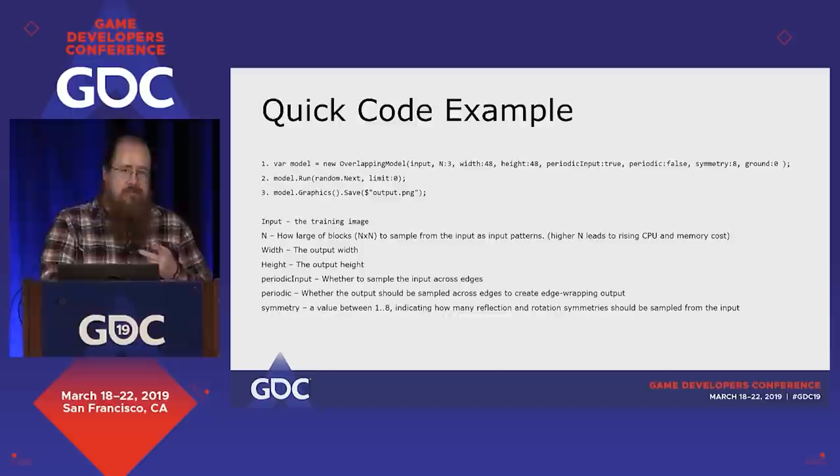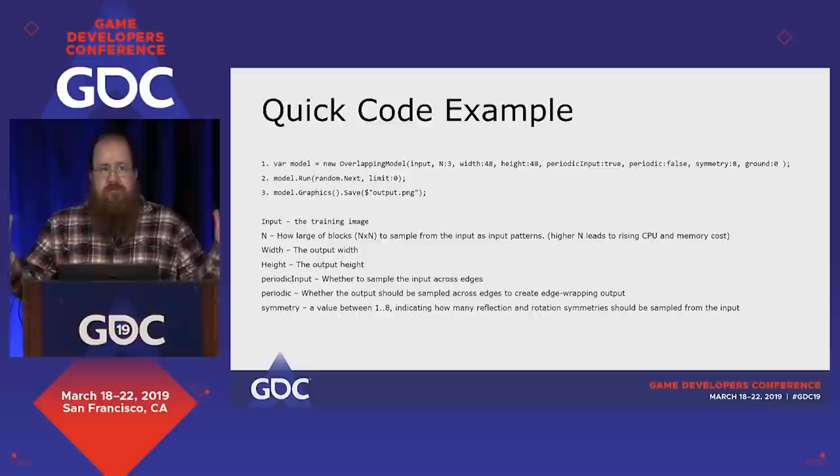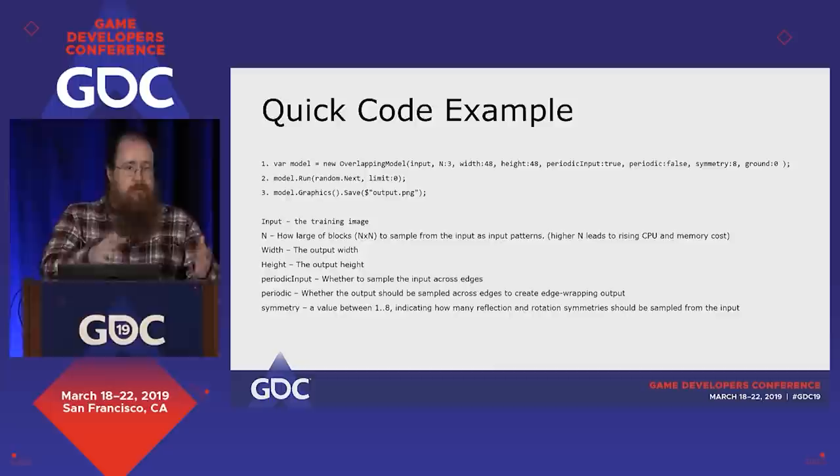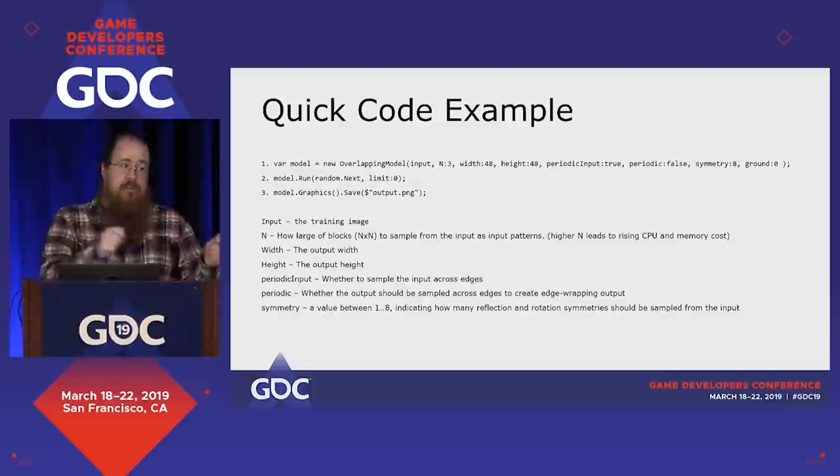And let's take a look at the inputs, because sometimes the complexity is hidden in the parameterization. For WFC, it's not. There's not even any complexity there. You give it the training image. You say, what is the N I want? I want it to be 2 or 3 or 4. How big do I want the output to be? Do I want the input to wrap across edges? Do I want the output to wrap across edges? And do I want it to sample with symmetry?